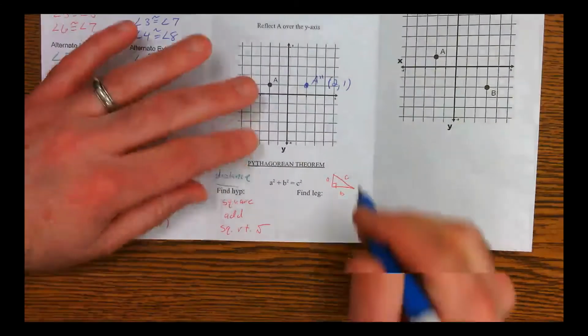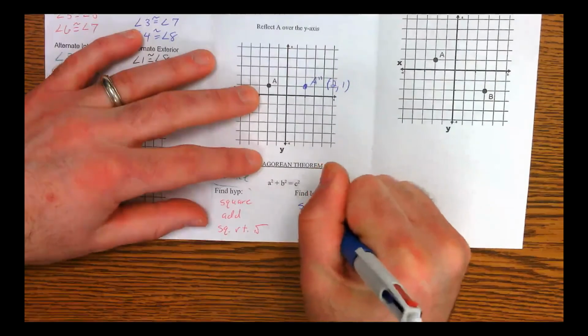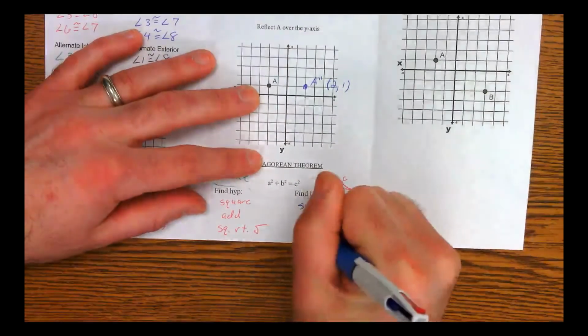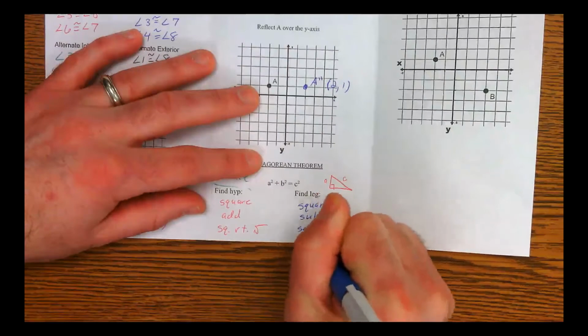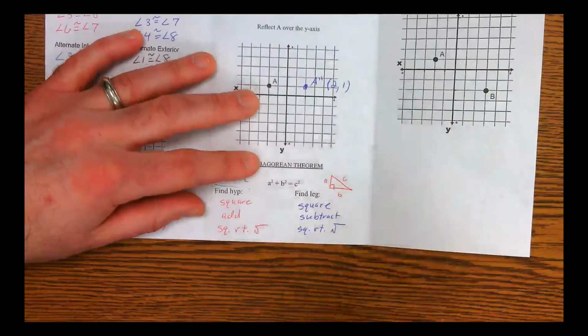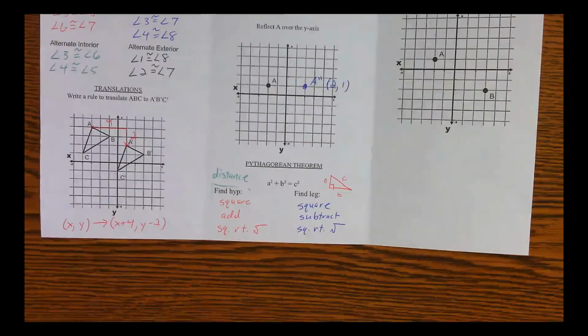To find a leg, we, again, square the sides given to us. We actually subtract in this case, and then we find the square root. Okay, and that will give us the length of the missing leg. The hypotenuse should be the longest side after you're done calculating.